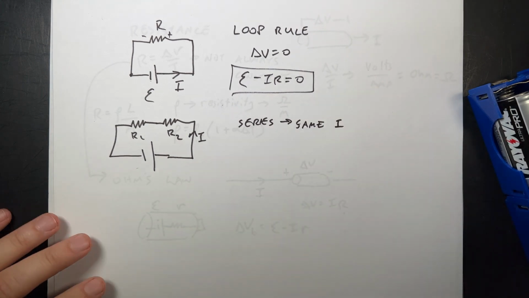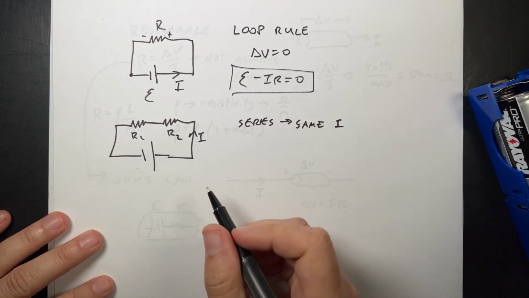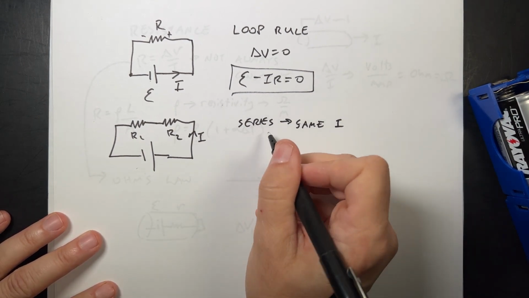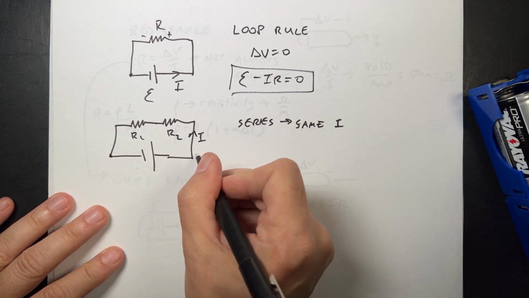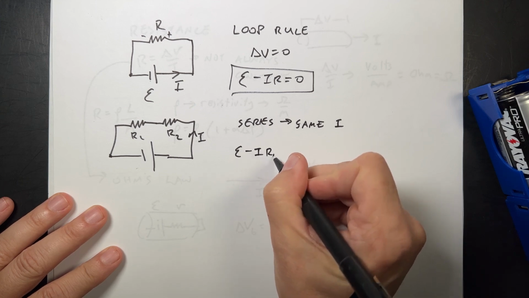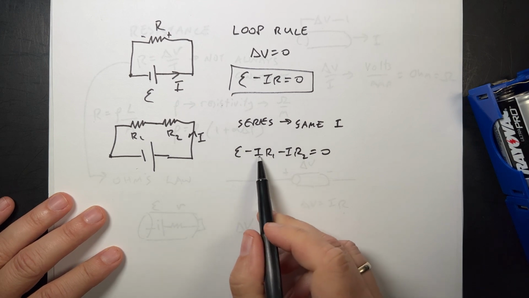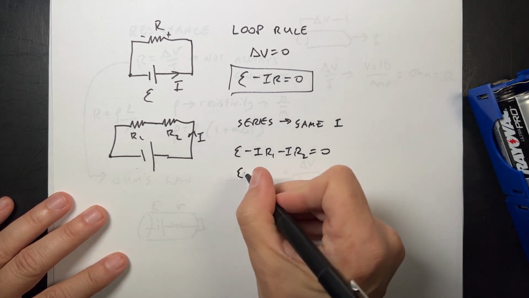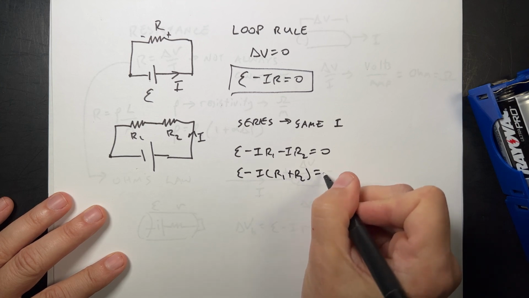So the current through those two is the same. And if I draw this, I'm not going to build it because I don't think it's going to work out well enough. If I do the loop rule in this case, I'm going to start from here, go through that. I get E minus I times R1 minus I times R2 equals 0. And if you factor out the I, you get E minus I times (R1 plus R2) equals 0.